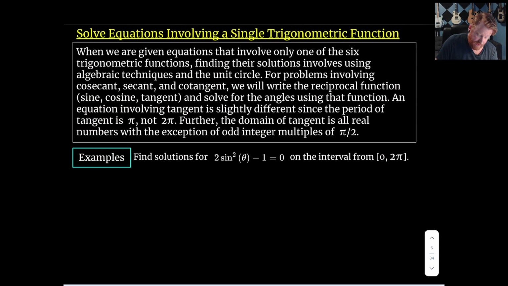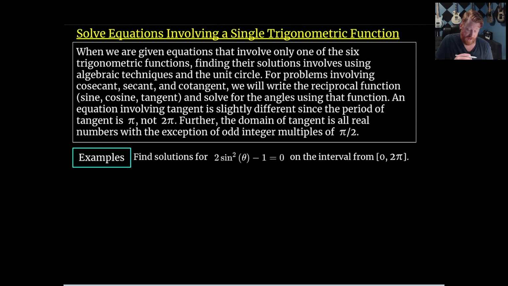So next we'll take a look at solving equations involving a single trigonometric function, which is more or less kind of what we just did here. But when we're given equations that involve only one of the 6 trig functions, finding their solutions involves using algebraic techniques and the unit circle. So just like we did on that last problem, we did a little bit of algebra to solve for just that trig function, and then we used the unit circle to figure out the angles that we needed.